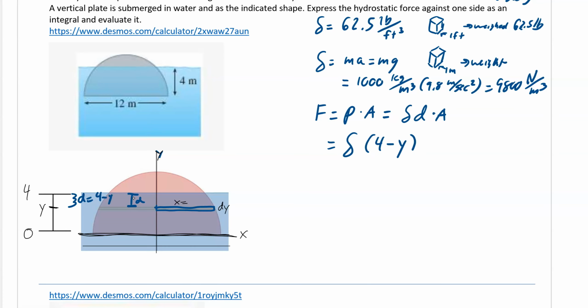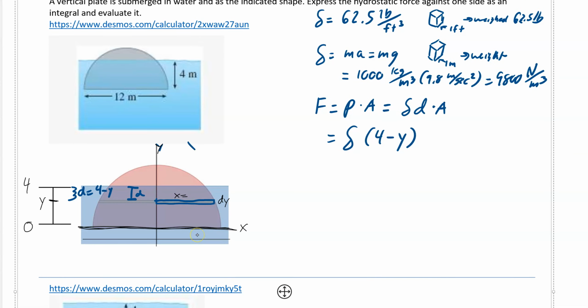We can plug that in now: 4 minus y. Now we just need the area of our rectangle. Again, we're looking at how much pressure is being applied to this little rectangle. If we know the pressure being applied here all the way across, and we add them all up, it tells us the total force. So we need to find our area, which is whatever x equals and dy. This is a circle, and circles are x squared plus y squared equals r squared.